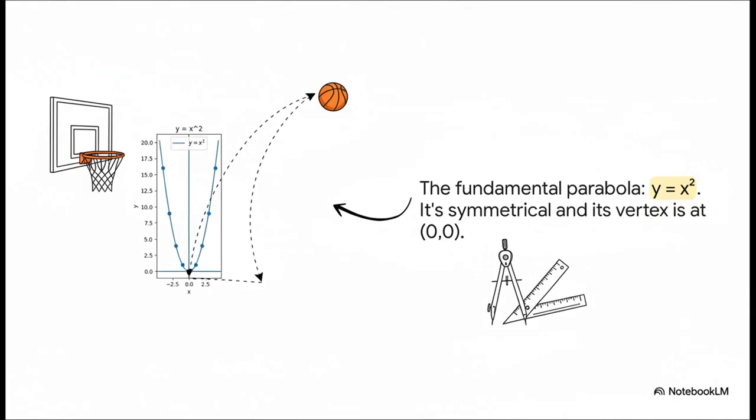And here it is. This is kind of the parent of all parabolas. y equals x squared. Just look at its clean, simple U-shape. It's perfectly symmetrical, sliced right down the middle by that vertical y-axis. And see its lowest point? That's called the vertex. And for this basic version, it sits right at the origin, the point (0, 0). Seriously, every other parabola we'll look at is just a version of this one.